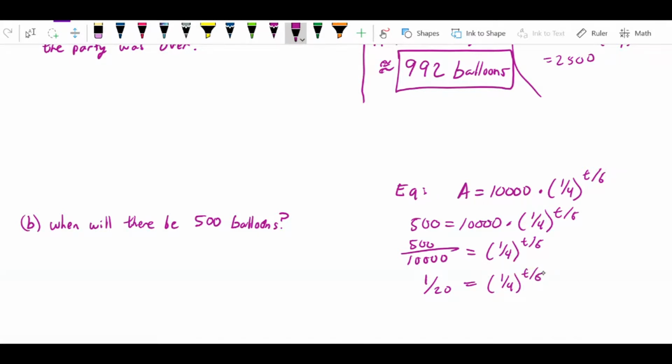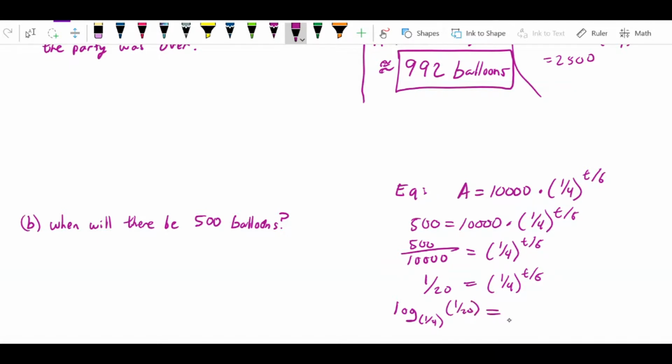Alright, so now what we need to do is extract that t from the exponent. There's no way to do this other than to use a logarithm. So what we want to do is get rid of this 1/4 to the something, because we just want the t and some simple factor on the other side of the equation. So what I'm going to do to get rid of this 1/4 base is take the log base 1/4 of both sides of the equation.